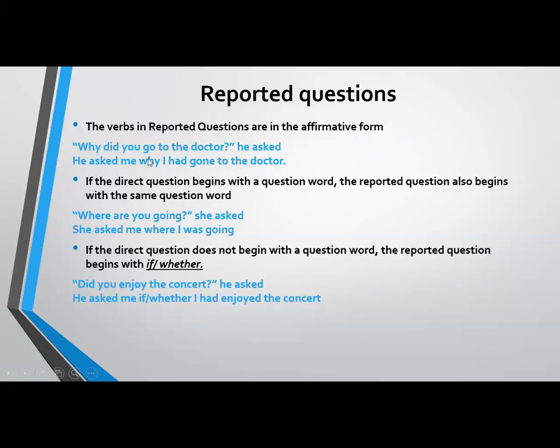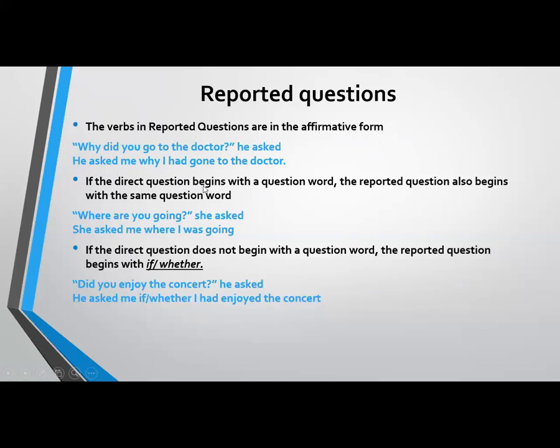Well, I hope you can also recall the fact that the verb moves one tense back. So from past simple, it will change into past perfect. And from the direct question, we can see that it changed into an affirmative sentence.